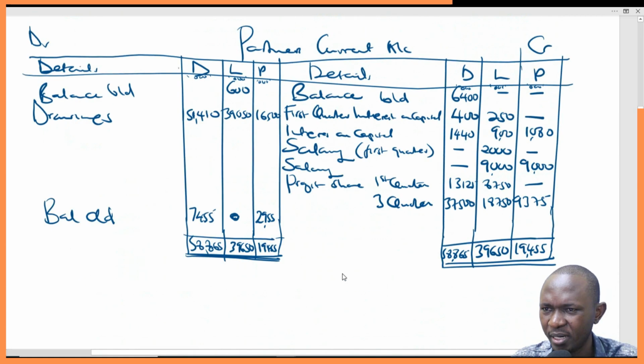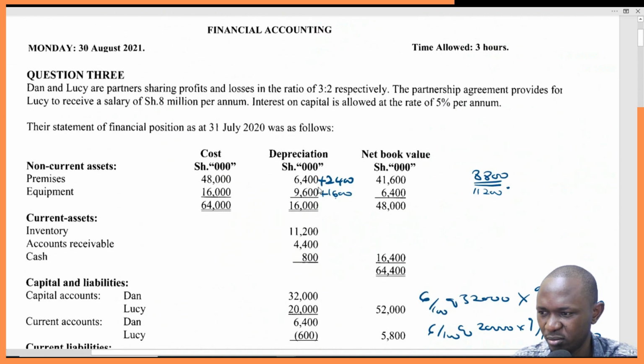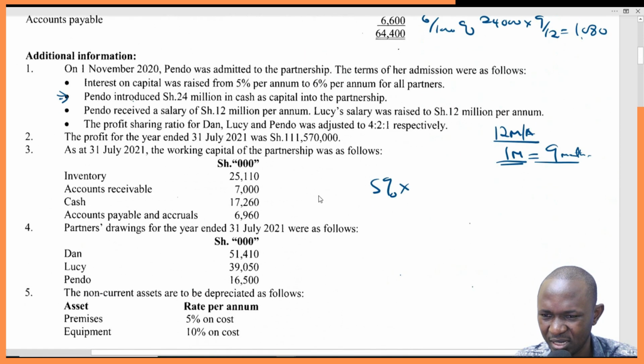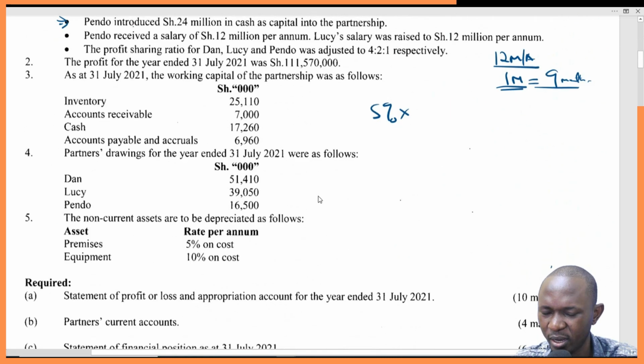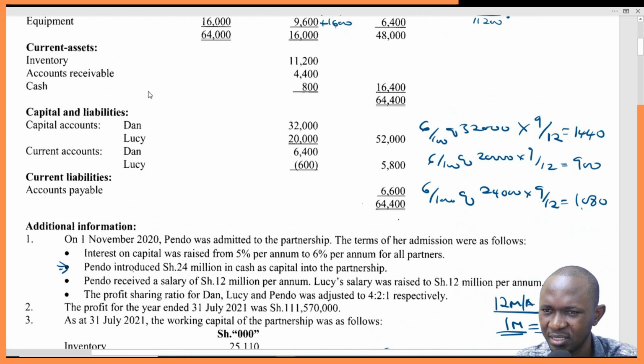I doubt if we have any other asset, but let's check. Any other non-current asset, that is. Yeah, so we don't have, unless we have it in the additional information. So we move on to the current assets. Current assets, inventory 11,200.